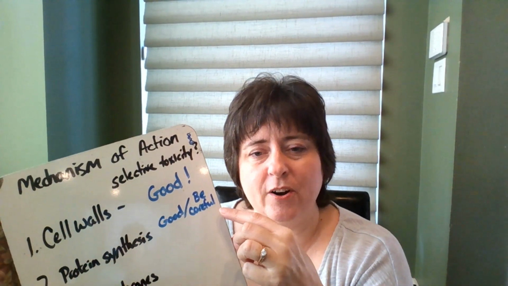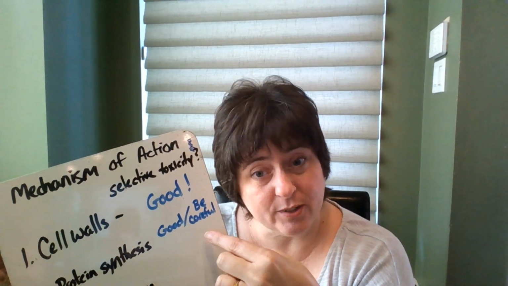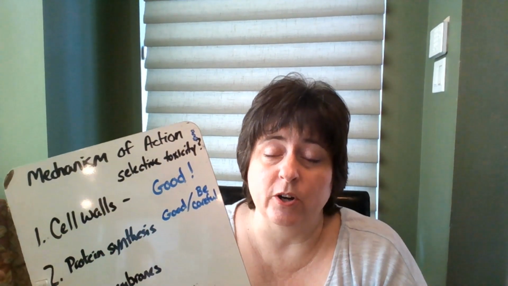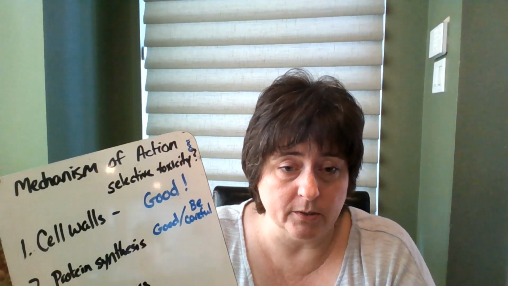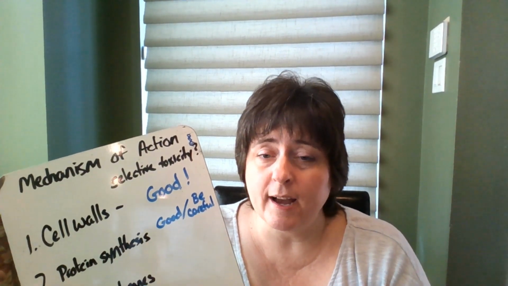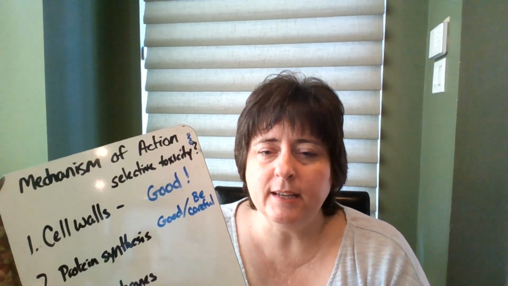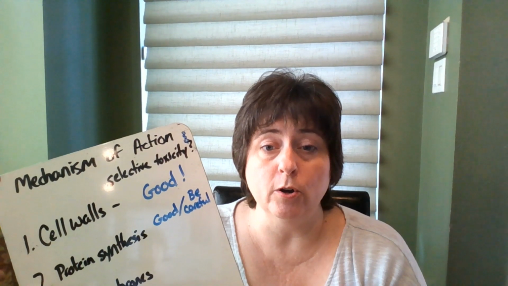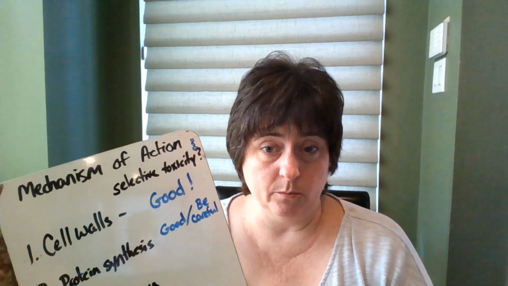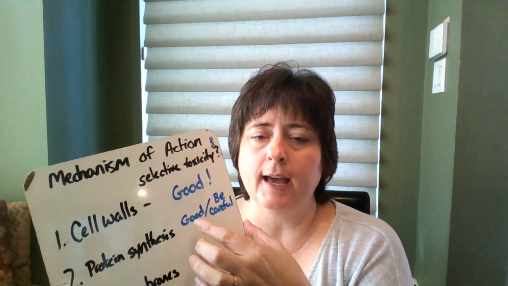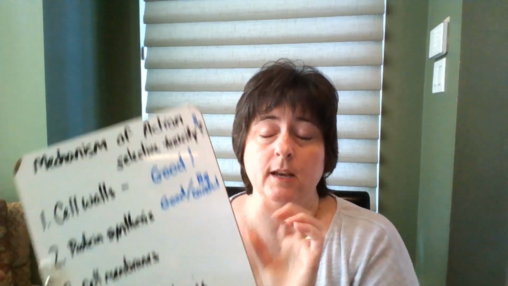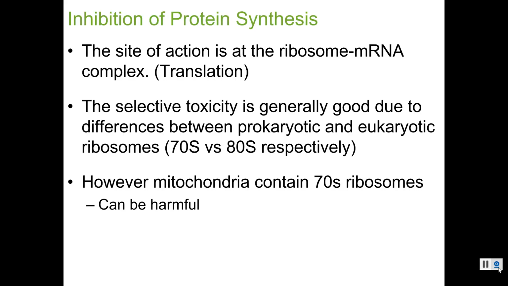And the ribosomes in the mitochondria of our eukaryotic cells have a lot more similarities with our 70S prokaryotic ribosomes. So we can target those prokaryotic 70S ribosomes, but we need to be careful that they don't interfere with our host mitochondrial ribosomes. So selective toxicity is generally good because we can target the 70S one. What we need to be careful about is that the mitochondrial ribosomes look very similar to bacterial ribosomes.